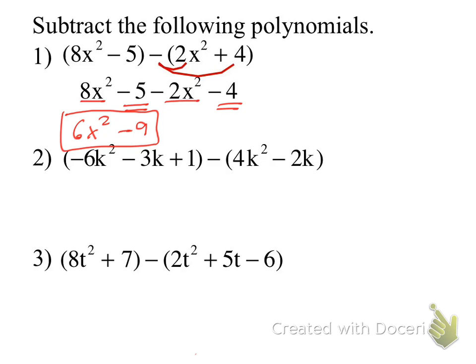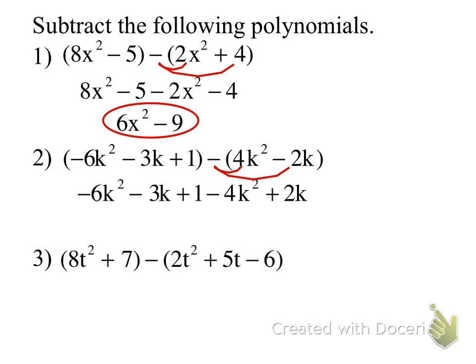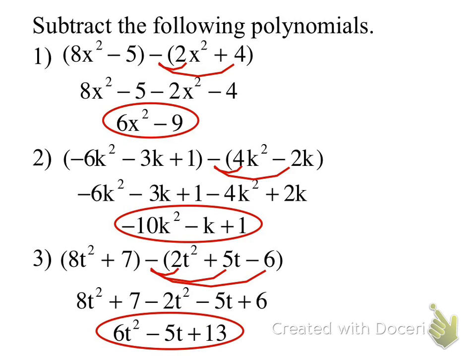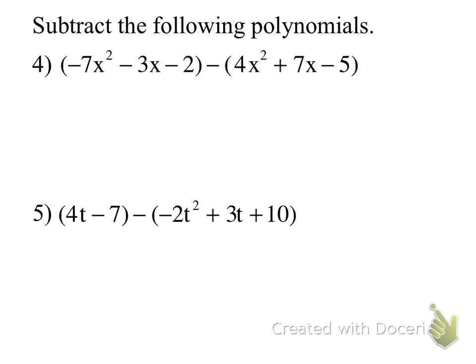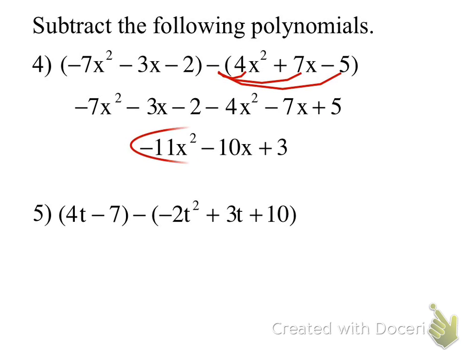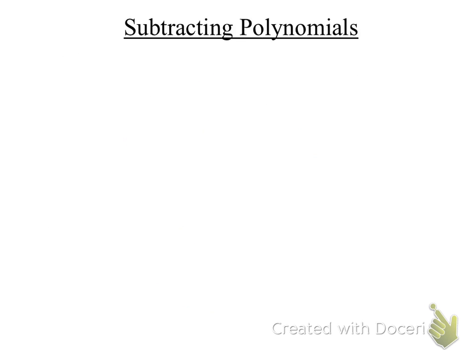Okay, pause the recording and do 2 and 3. Go. Now let's check our work. Number 2, you should have distributed first, and you should have ended up with negative 10k squared minus k plus 1. Number 3, 6t squared minus 5t plus 13. Questions on either of those? All right, so this is basically it.